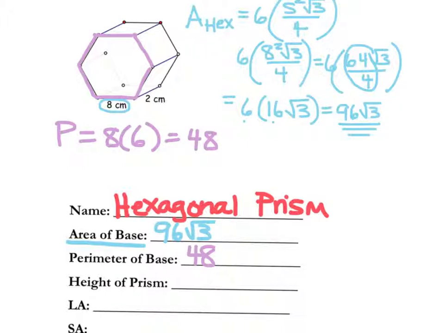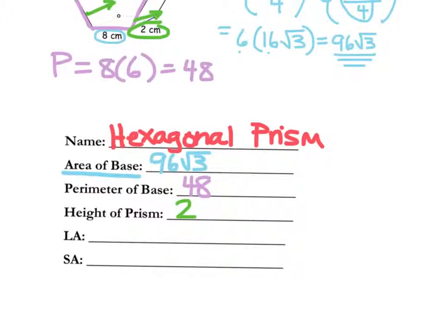All right, guys, height of prism. Be careful here. That's base to base. Remember, we always draw in that arrow base to base, so it's actually 2. And now, we can just plug and chug. So my lateral area, perimeter times height, is 48 times 2. Okay, so we get 96.